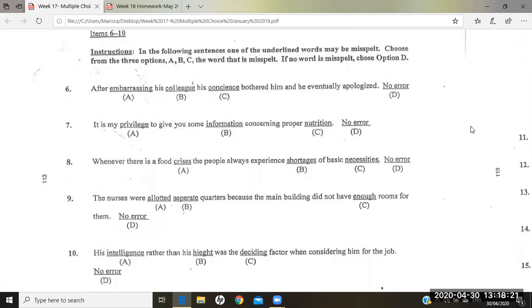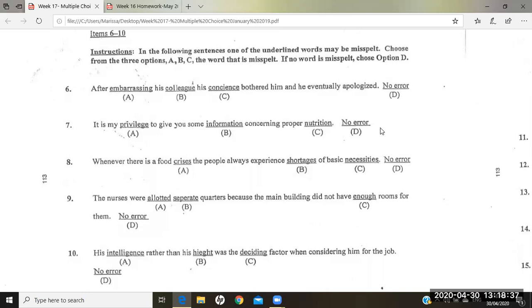C-O-N-S-C-I-E-N-C-E. Very good. So you must say con and the word science. So the S is missing here. Good. Number 7. It is my privilege to give you some information concerning proper nutrition.